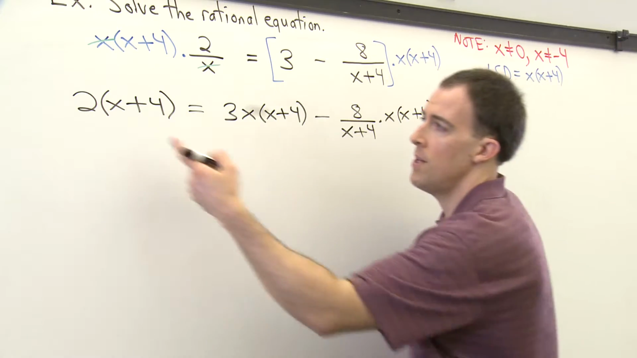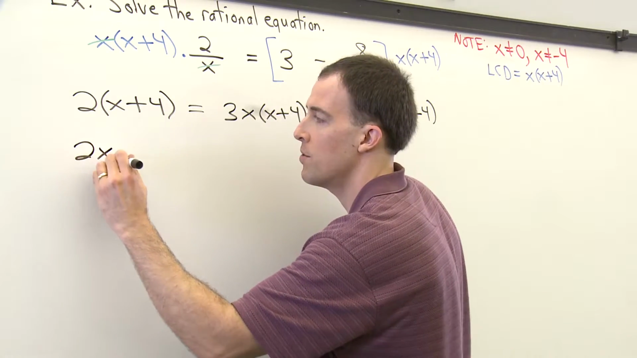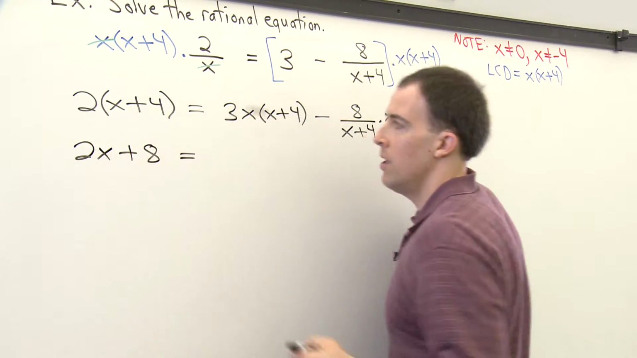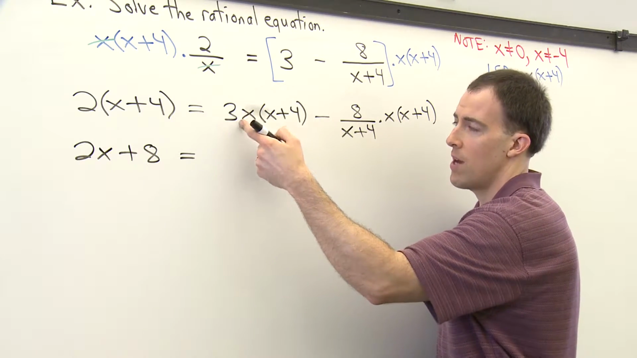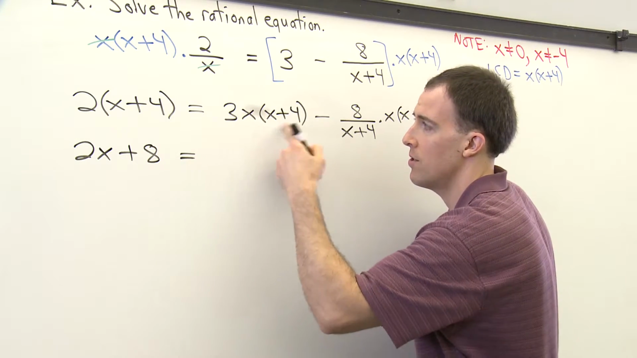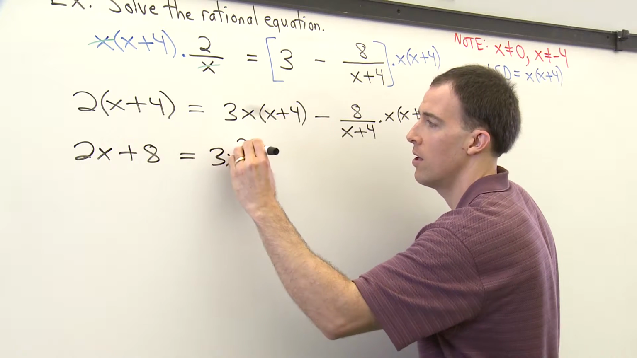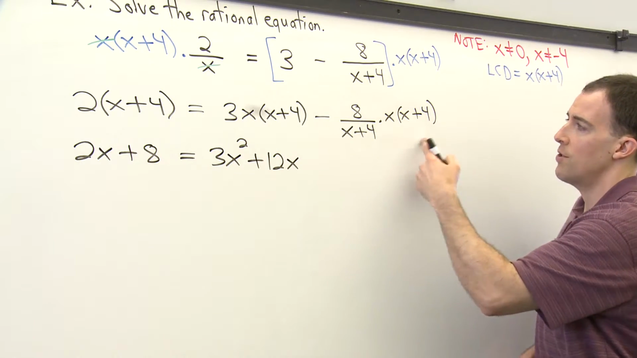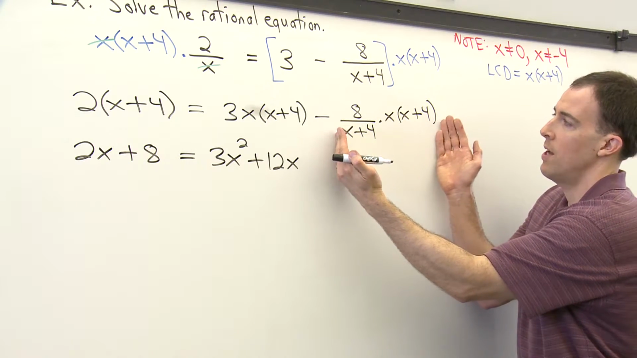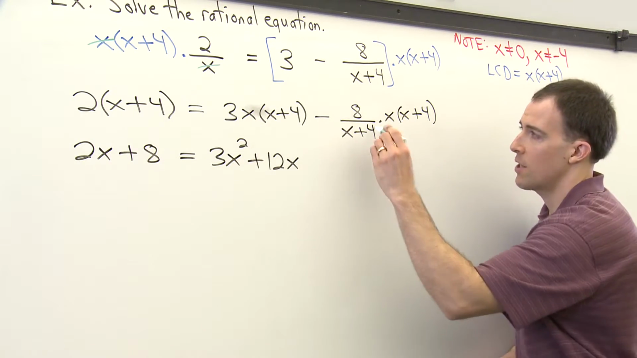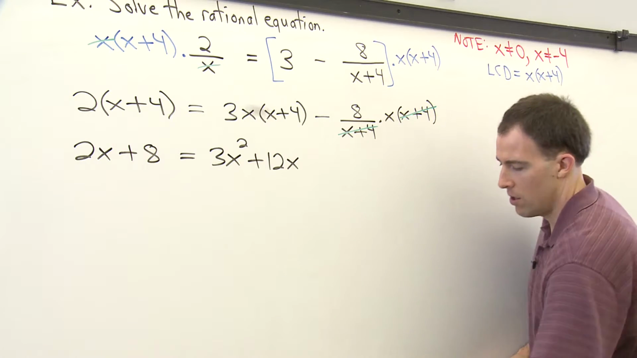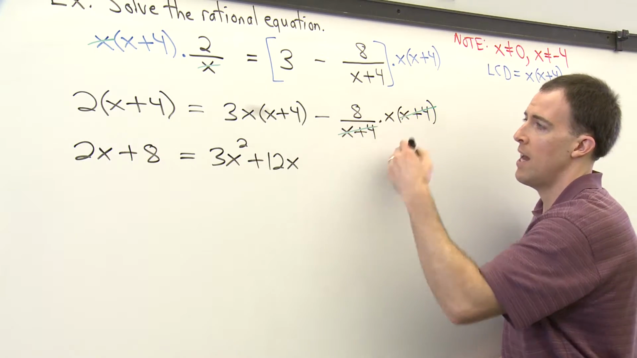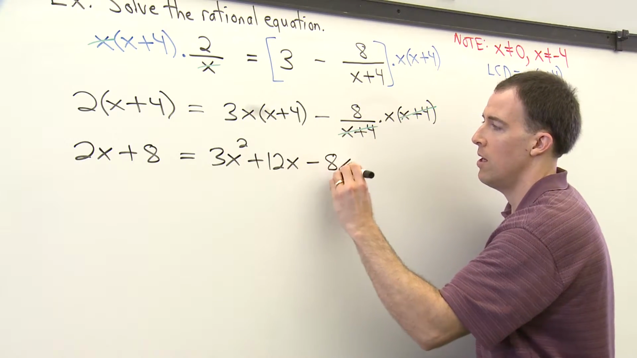On the left side, the 2 needs to get distributed through the parentheses. That becomes 2x plus 8. And on the right side, we've got to distribute the 3x through the parentheses to clear the parentheses here. That's going to be 3x squared plus 12x. And then for this last term, 8 over x plus 4 times x plus 4, the x plus 4 factors cancel each other out, and it simplifies to just 8x. So we have minus 8x.